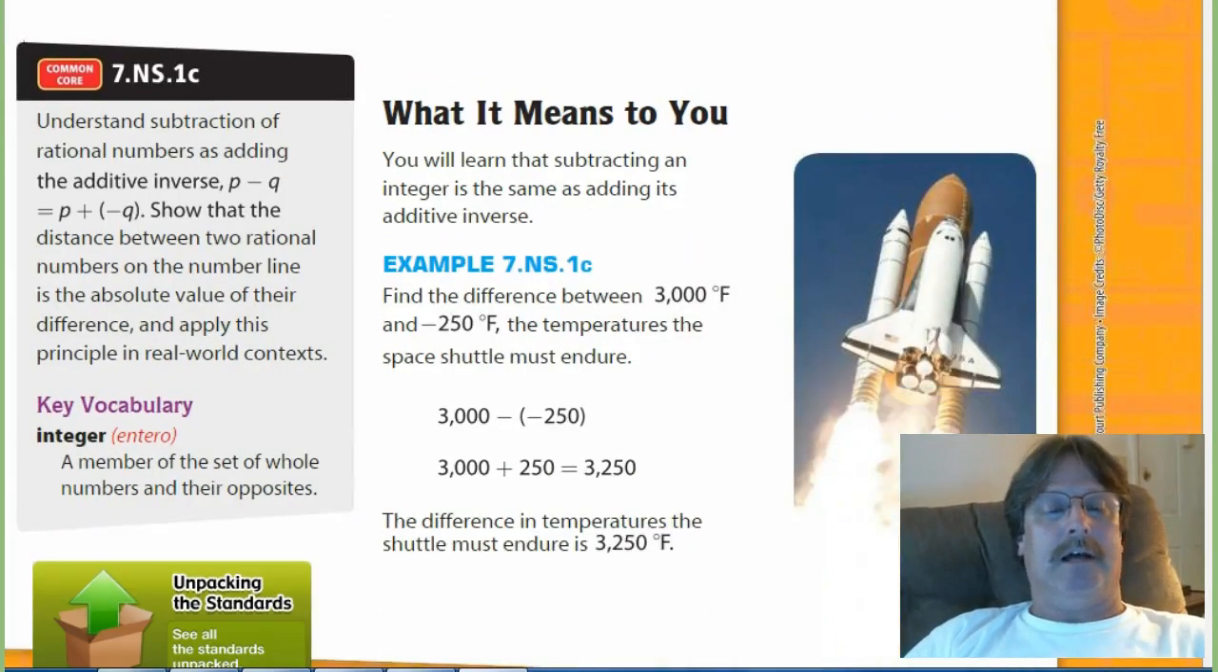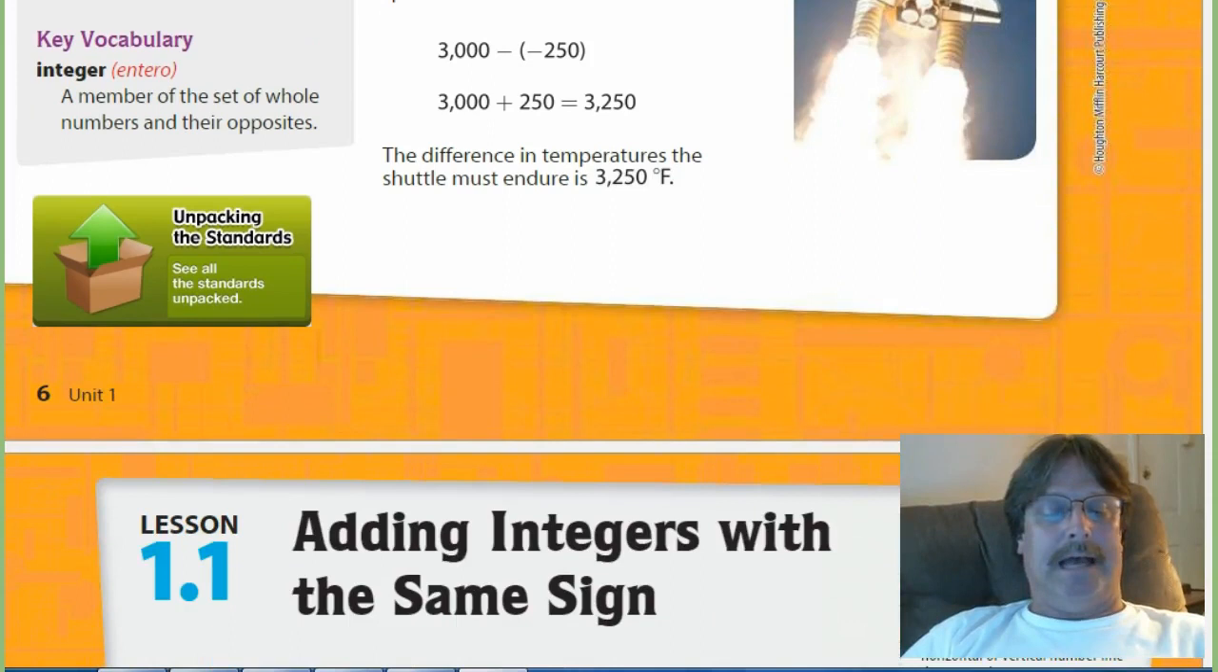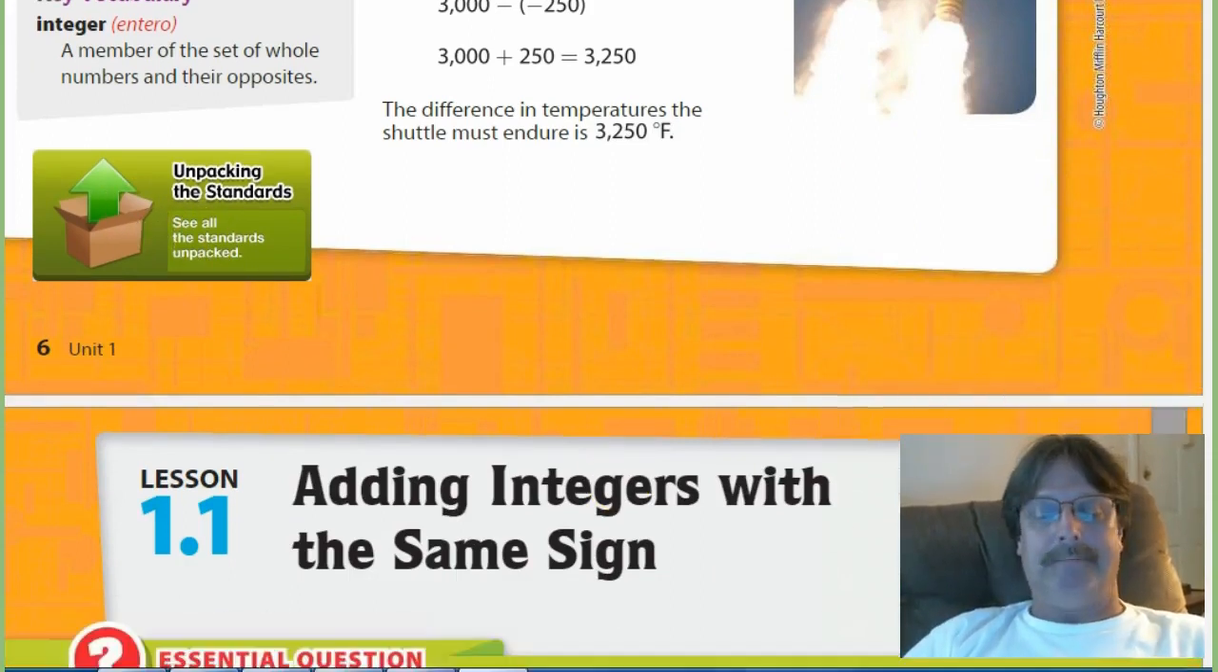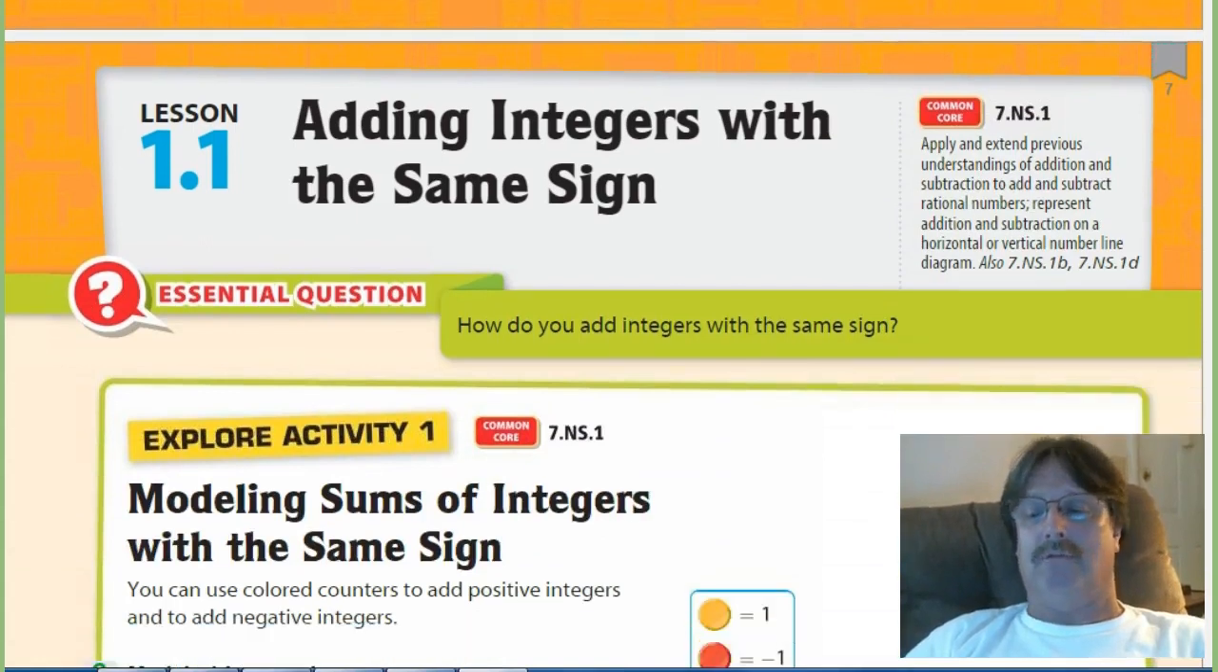And then here's 7.NS.1c, and they talk about basically the additive inverse, how p minus q is the same as saying p plus a negative q. I'm going to set up some videos about that, and the book's going to show you how that's used. Okay, so here's another thing. If you wanted, you can go unpack the standards. You can click on that. And then we get into the actual lesson.